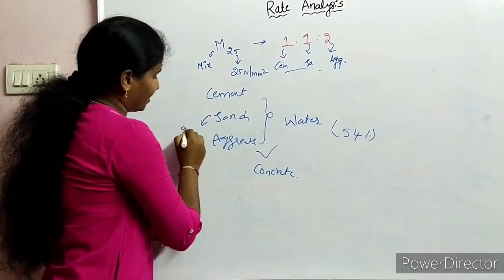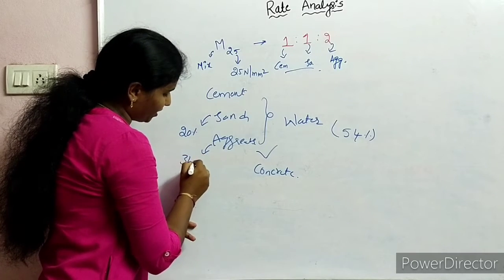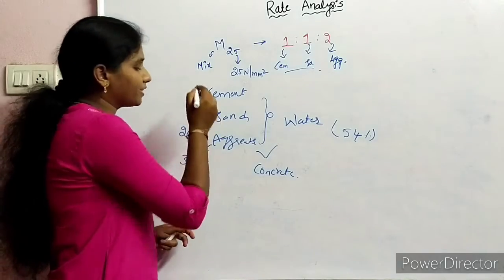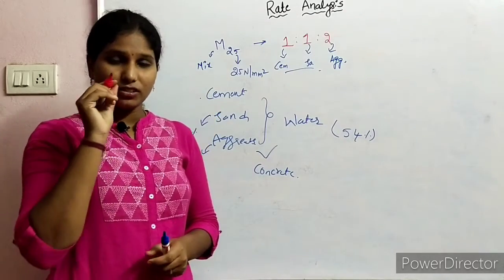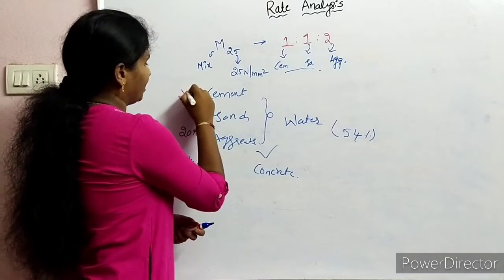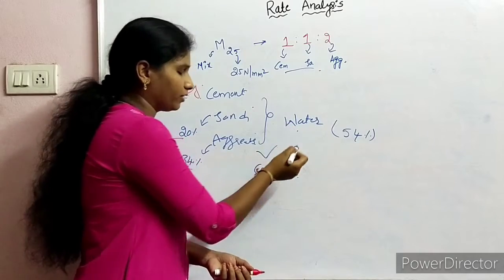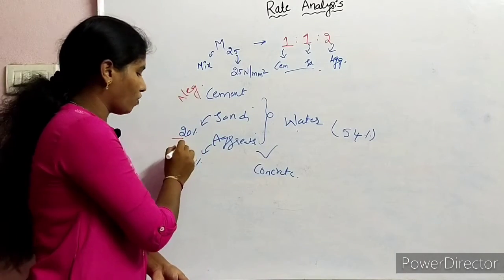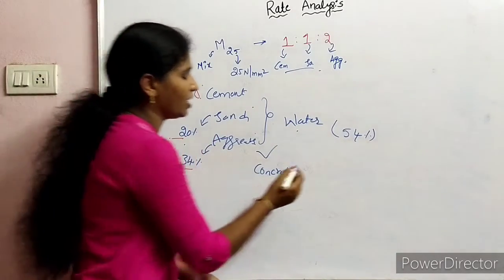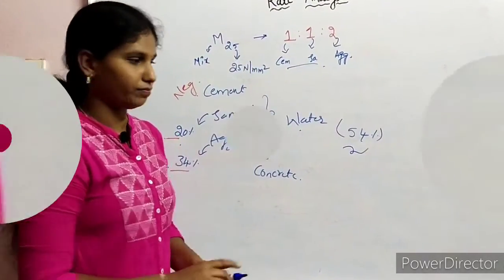In sand, 20% of air voids are there. In aggregates, 34% of air voids are there. Whereas in the case of cement, cement has very fine particles, so the air voids are negligible. When these are mixed with water, the air voids are filled with water. That means 20 plus 34 is 54, so the volume is increased by 54%.